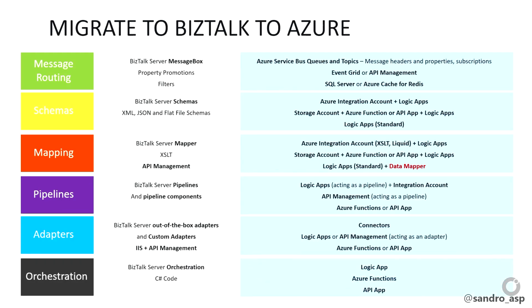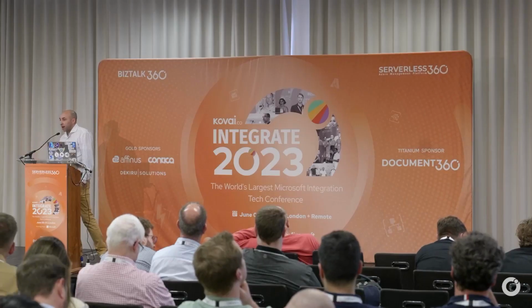Orchestration, that's easy, no? We have Logic Apps, Consumption and Standard, but we also have Azure Functions, and we also have kind of APIs sometimes, because sometimes we do a lot of integration with C# inside BizTalk.